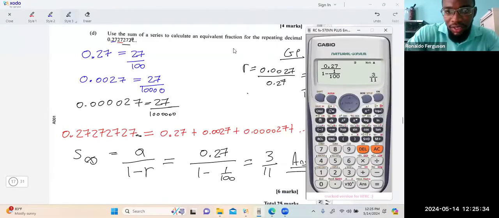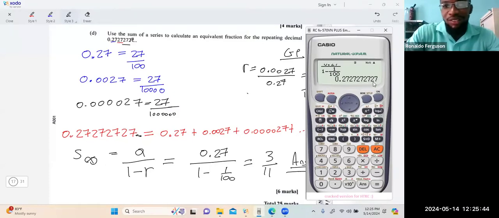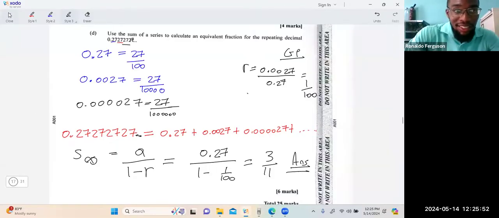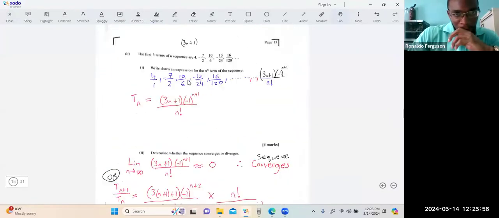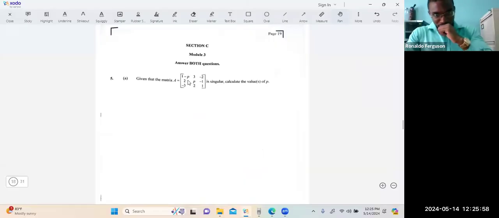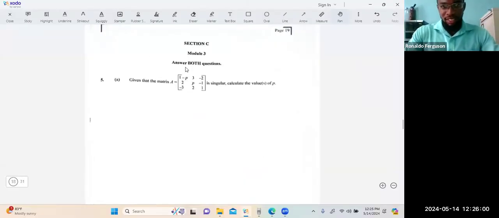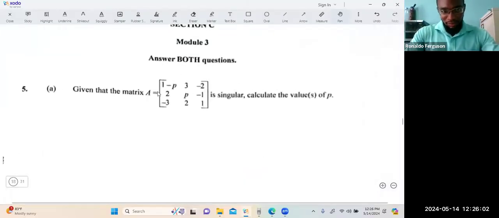So that means if you put 3 over 11 in a calculator, you get 0.27272727272727 forever and ever. So guys, that was easy. That was ridiculously easy. So module 1 and module 2 weren't bad. Now we know module 3 can be detrimental, but let's see.